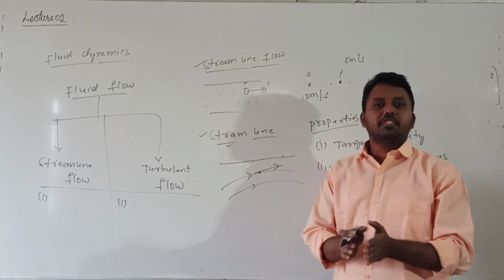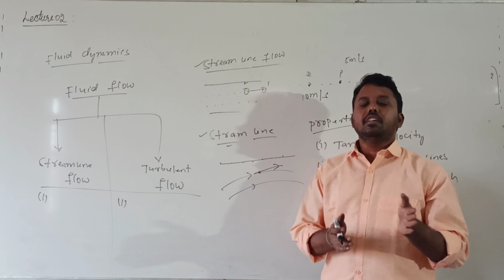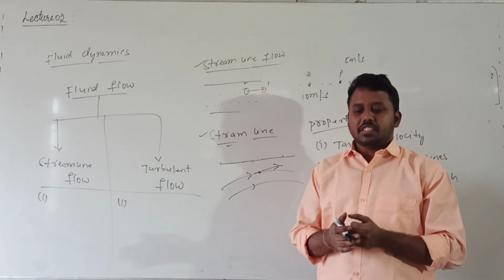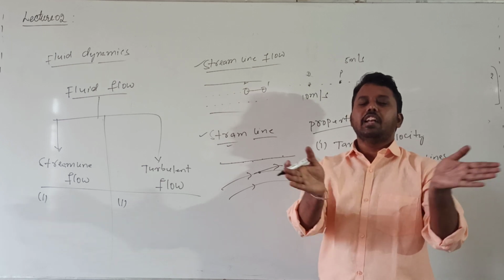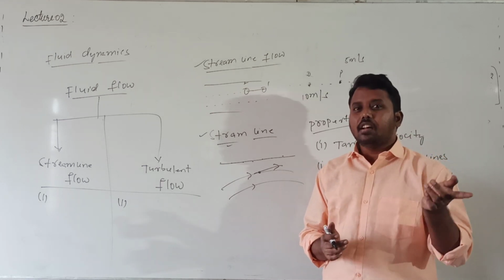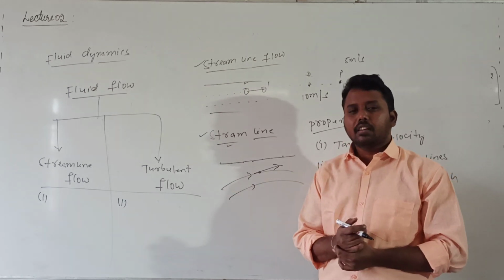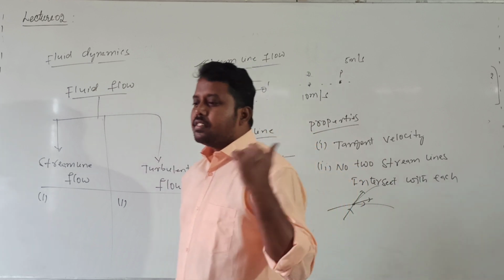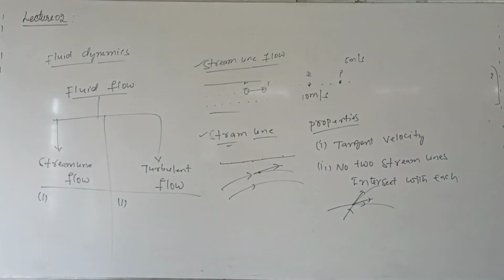You see the example of any river. At the starting point, a river will flow with high velocity. First, initially, it will flow irregularly in all directions. After traveling some distance, the flow will become regular. It will become streamline. Okay, so these are the major differences between streamline flow and turbulent flow.